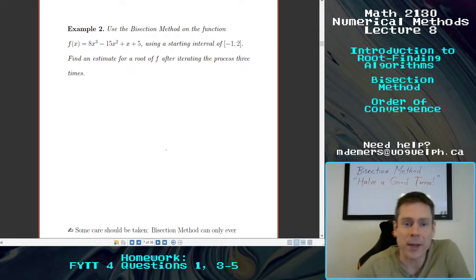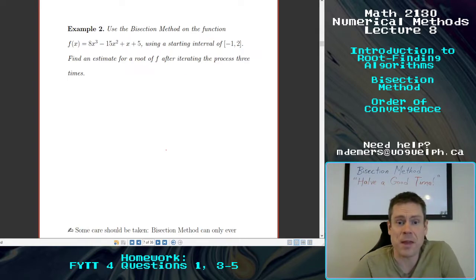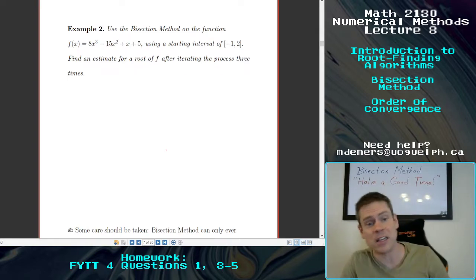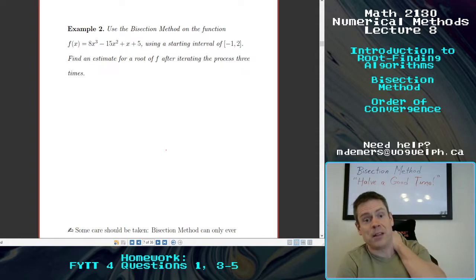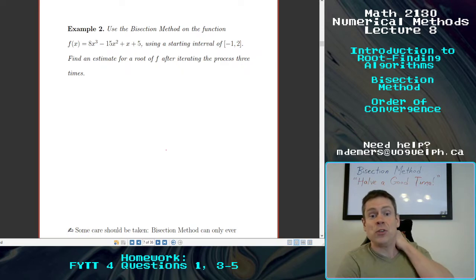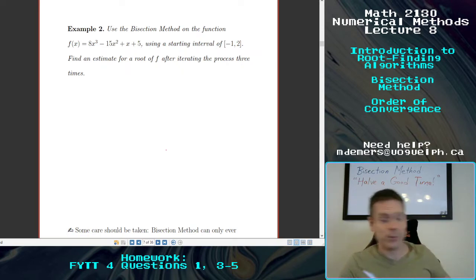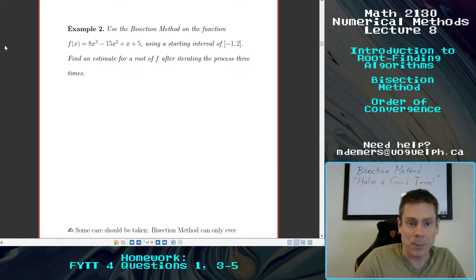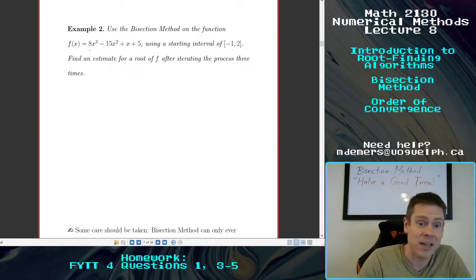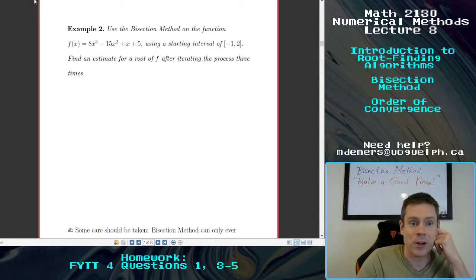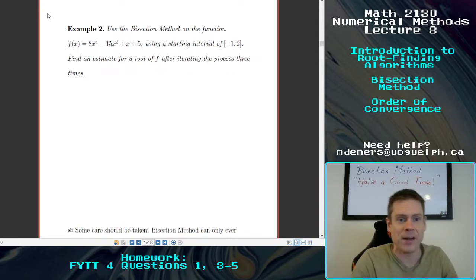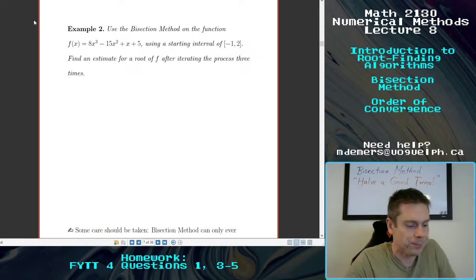All right, we're going to do this on one more example right here. And it's on this cubic. Use the bisection method on the function f of x equals 8x cubed minus 15x squared plus x plus 5, using a starting interval of -1 to 2. So we're going to do the same sort of thing as we did before. We are given an f here, so we're really just trying to find the roots of this thing. And we're going to do this one more time. It's going to be a bit of a pain, but that's all right.